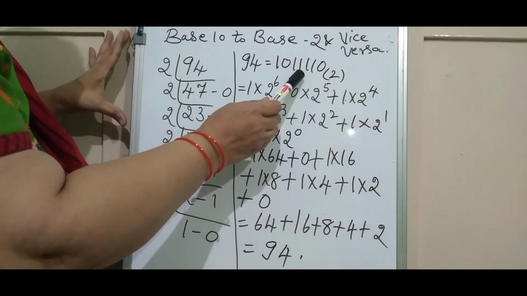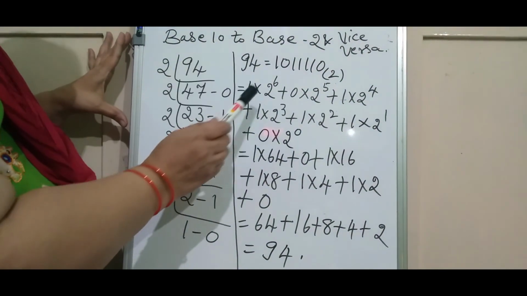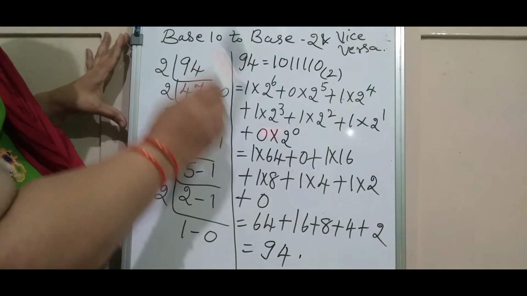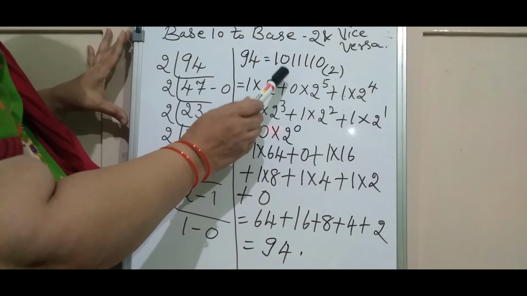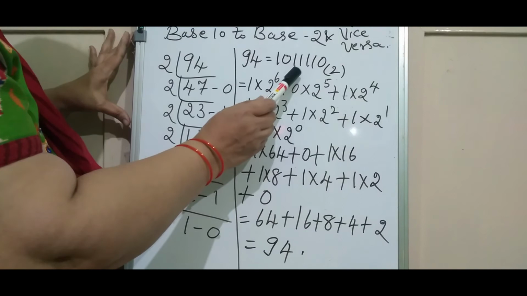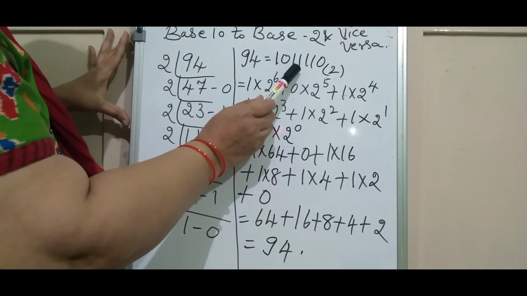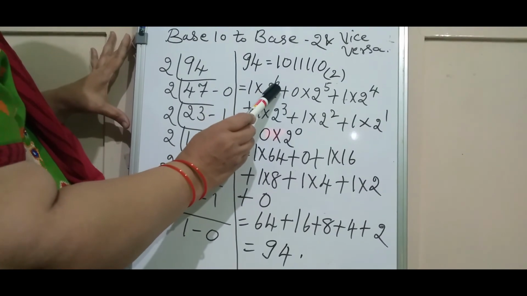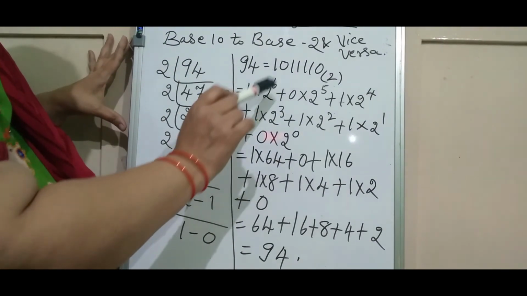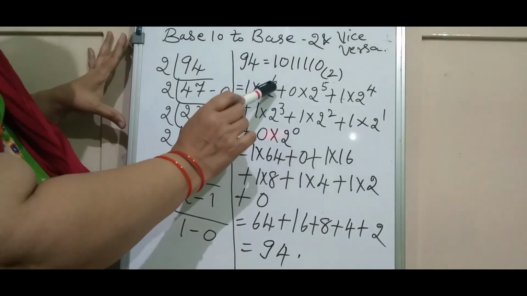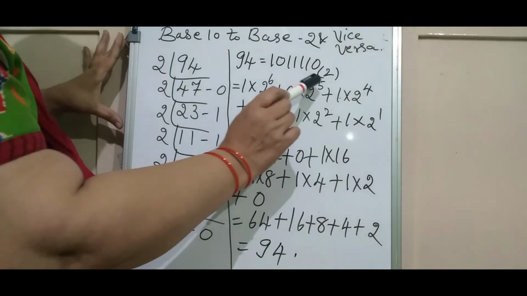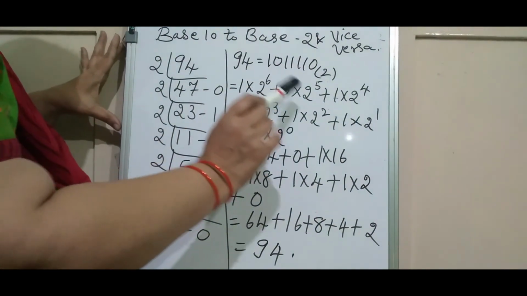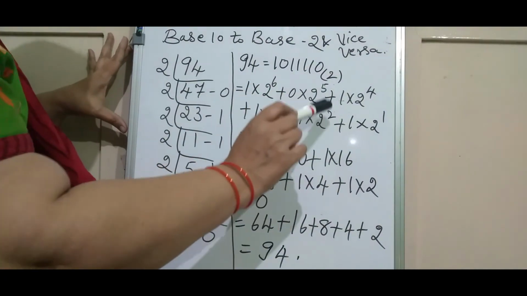The conversion of base 2 to base 10. 1 into 2 to the power of 6. How do we decide the power number here? We go on counting the digits here. See, this is 1, 2, 3, 4, 5, 6, 7 digits are there. So write the power number one less. 7 digits are there, so I am writing 2 to the power of 6. Then go on reducing the power numbers for each digit and go on writing like this.